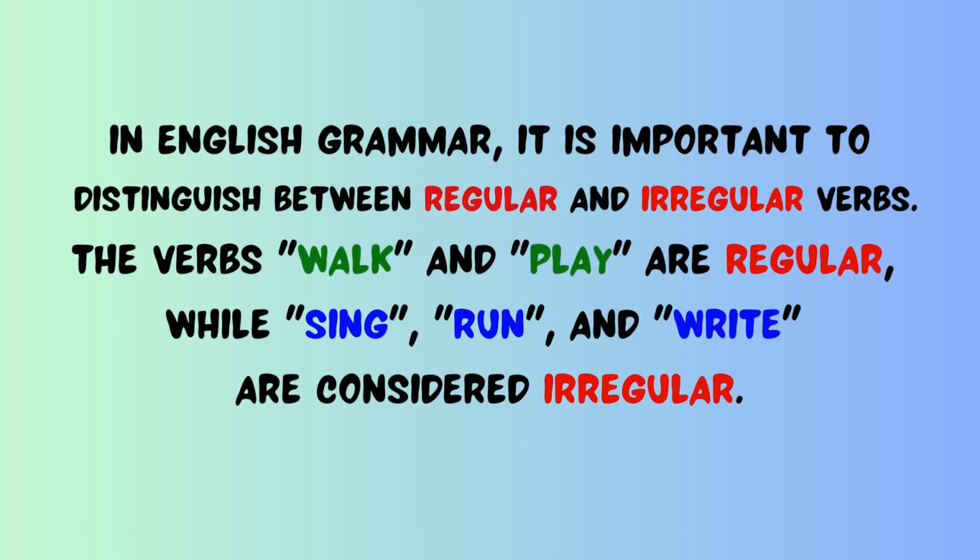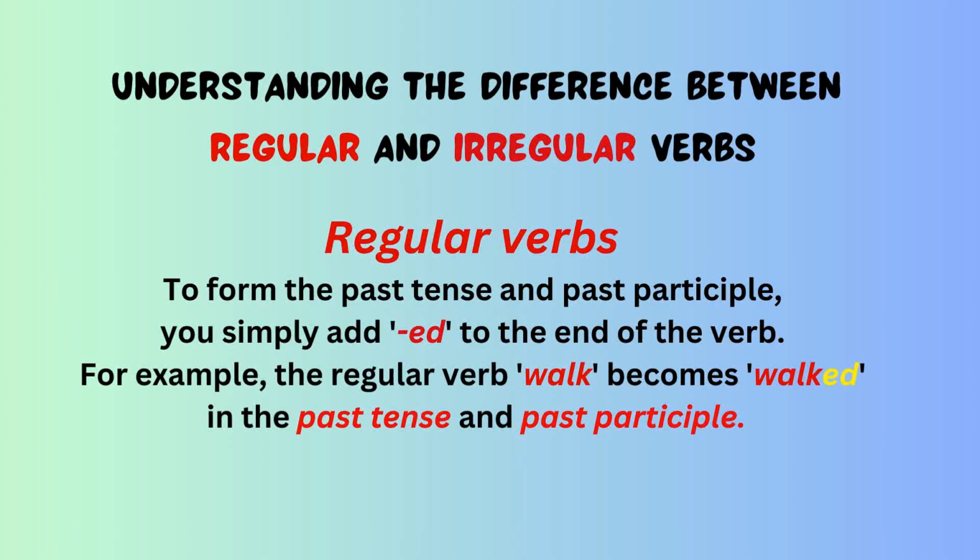In English grammar, it's important to distinguish between regular and irregular verbs. The verbs walk and play are regular, while sing, run, and write are considered irregular. Understanding the difference between regular and irregular verbs: for regular verbs, to form the past tense and past participle, you simply add ed to the end of the verb. For example, the regular verb walk becomes walked in the past tense and past participle.